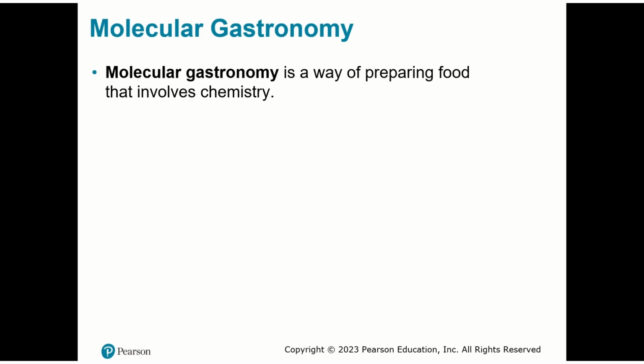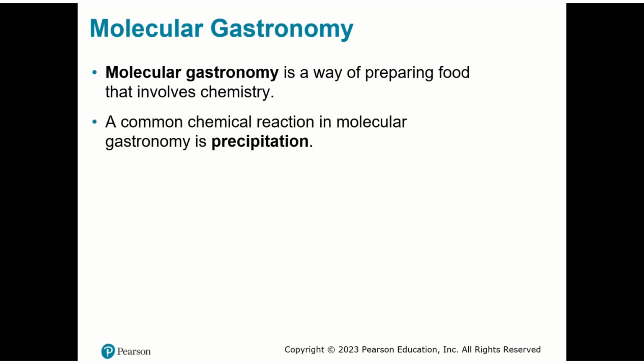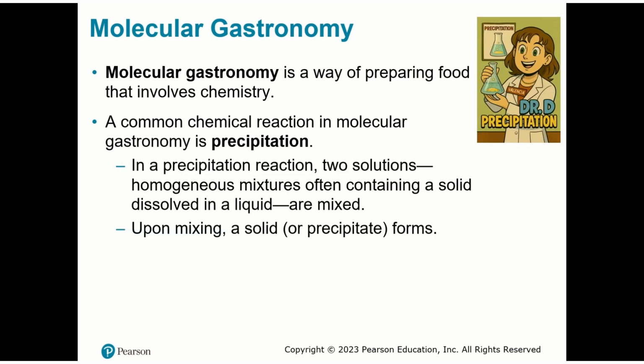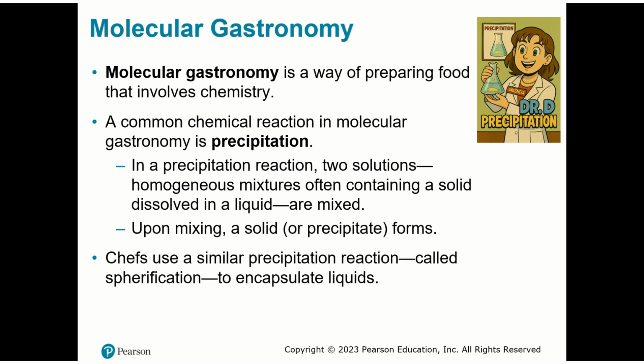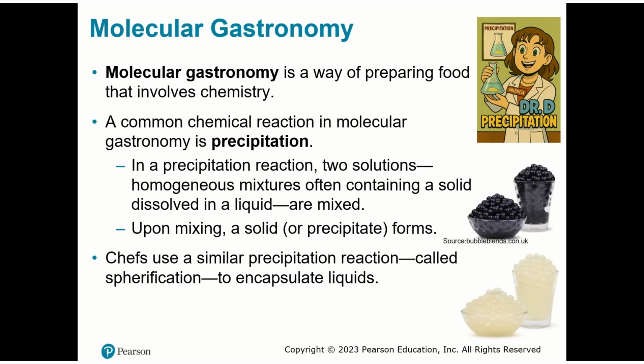This is a field where chefs use chemistry to transform food texture and create surprising dishes. One of the key reactions used in molecular gastronomy is precipitation. A precipitation reaction happens when two solutions are mixed and a solid forms. That solid is called a precipitate. Chefs use this principle in a technique called spherification, where liquids are encapsulated into little spheres, like fake caviar. So yes, chemistry is delicious.